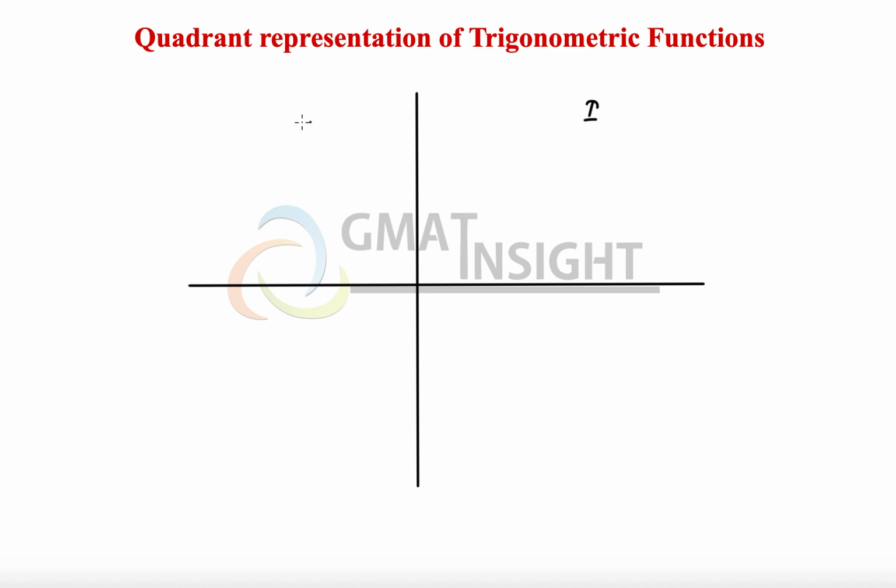This is called the first quadrant, this is called the second quadrant, here we have the third quadrant, and here we have the fourth quadrant. We must understand that to the right we have positive x-axis, to the left we have negative x-axis, upward we have positive y-axis, while downward we have negative y-axis.